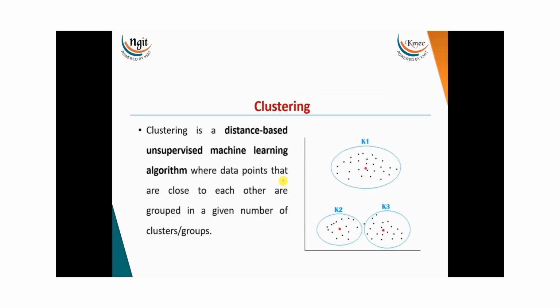As you know already, clustering is a distance-based unsupervised machine learning algorithm where data points that are close to each other will form a group. You can see here these data points are close to each other, so they are in one group. These data points are close to each other, so they formed another group. In the same way, we have another group which we'll call K3. These are groups of similar kinds of objects or similar data points, and we call this a cluster.